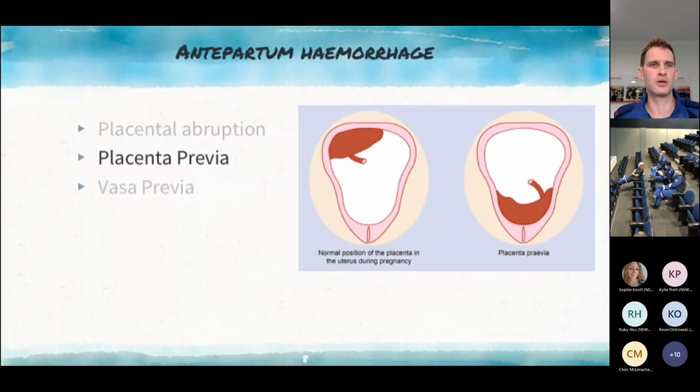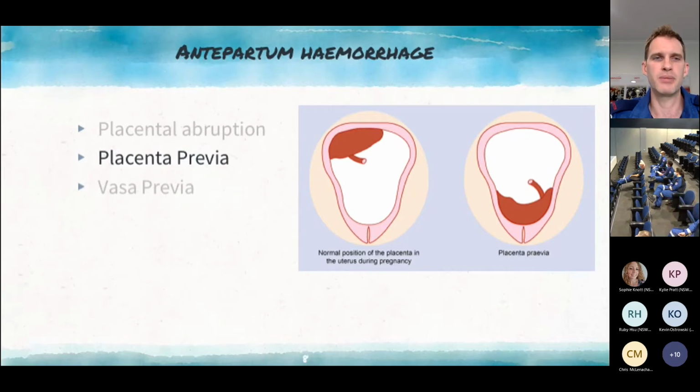Moving on, the next cause is placenta previa, and that's where you've either got a complete or a partial covering of the internal walls of the cervix by the placenta. And this situation is usually known about if the patient has been having their ultrasounds and antenatal care. And if that's the case, they're usually booked in for an elective cesarean around the 37-week mark. But potentially this could be a surprise if the woman hasn't had antenatal care.